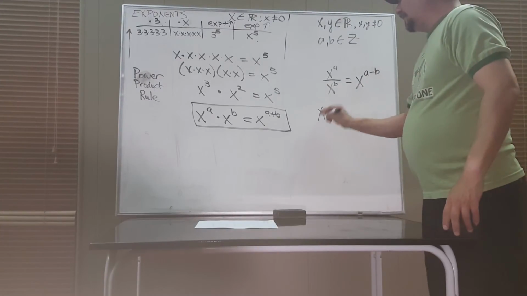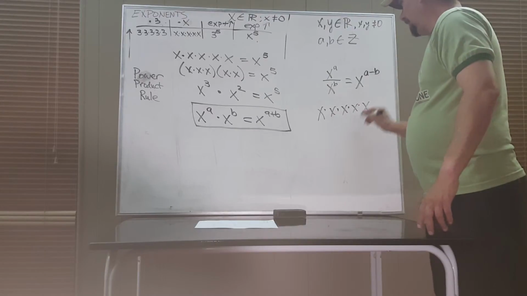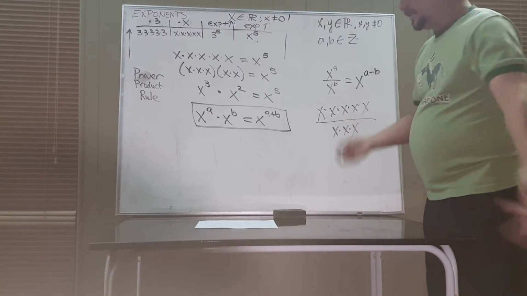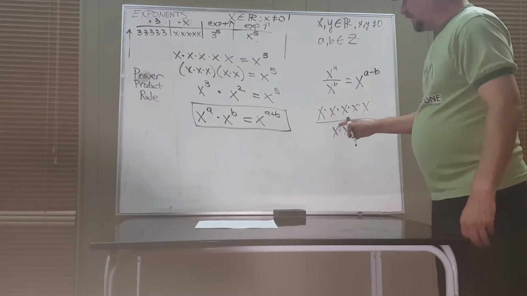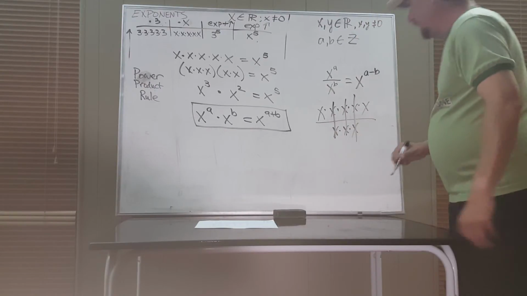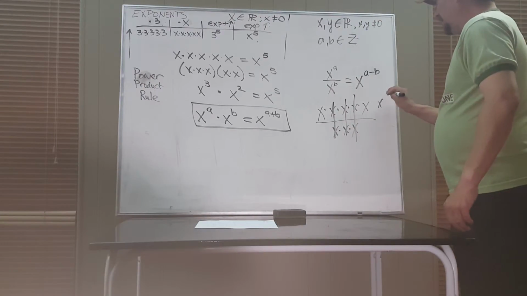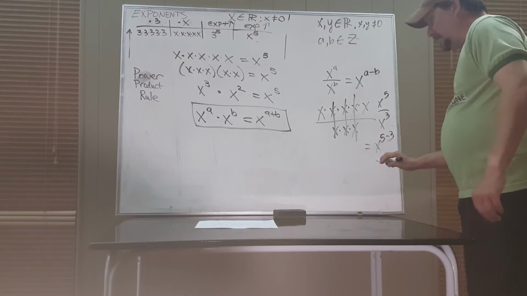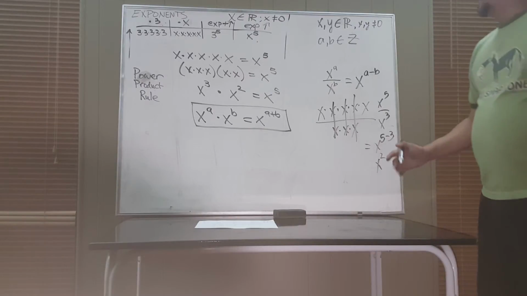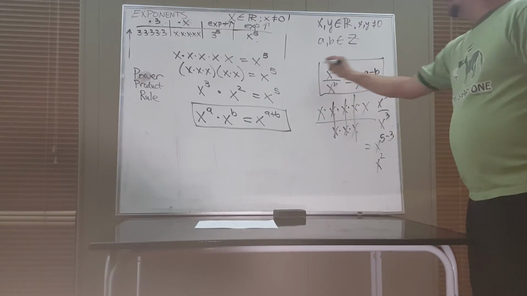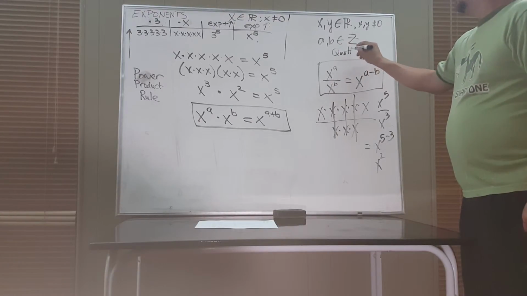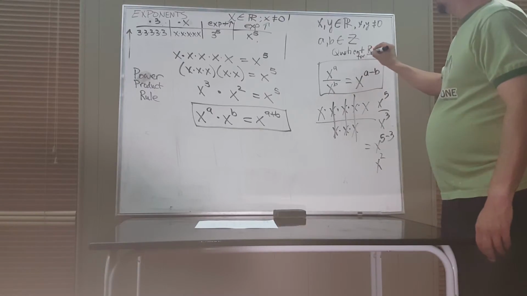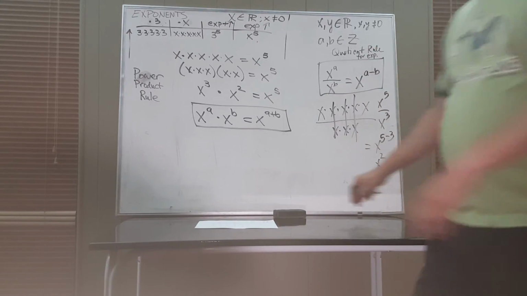Another way to do it is just to say, okay, we got x to the 5th divided by x cubed, right? And what is x divided by x? We already talked about that. It'd be x to the 1 minus 1, which is 0 power. And what's left is x to the 5th divided by x cubed, which is x to the 5 minus 3, which is x squared. So however you want to prove it, this is the quotient rule. The quotient rule for exponents. Okay.